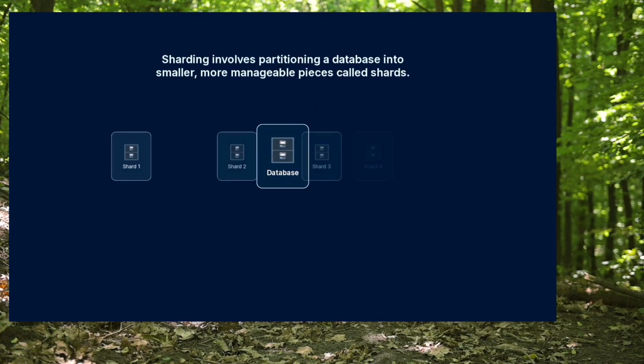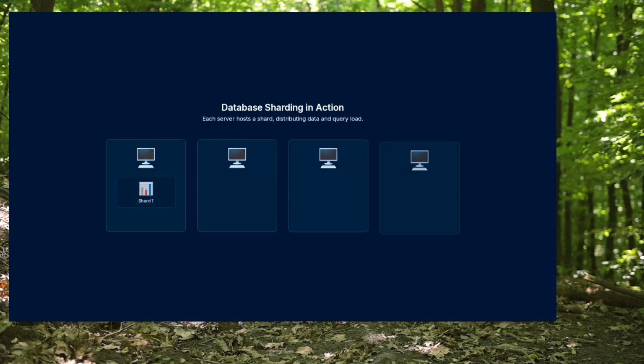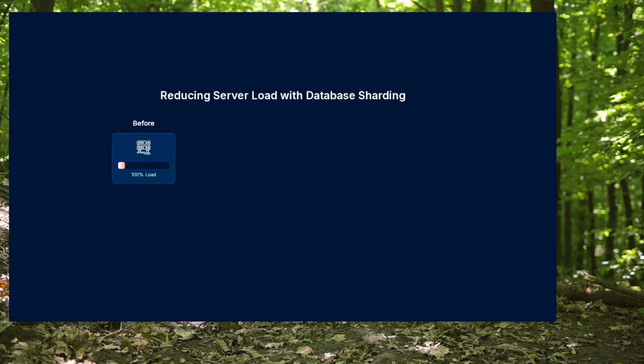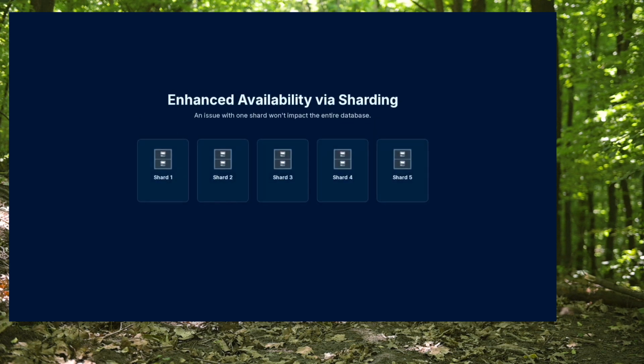Next, we'll delve into sharding databases, a powerful technique for managing massive datasets. Sharding involves partitioning a database into smaller, more manageable pieces called shards. Each shard can be hosted on a separate server, distributing the data and query load across multiple machines. This significantly improves performance for large-scale applications by reducing the amount of data each server needs to process. Sharding also enhances availability, as an issue with one shard won't necessarily impact the entire database.